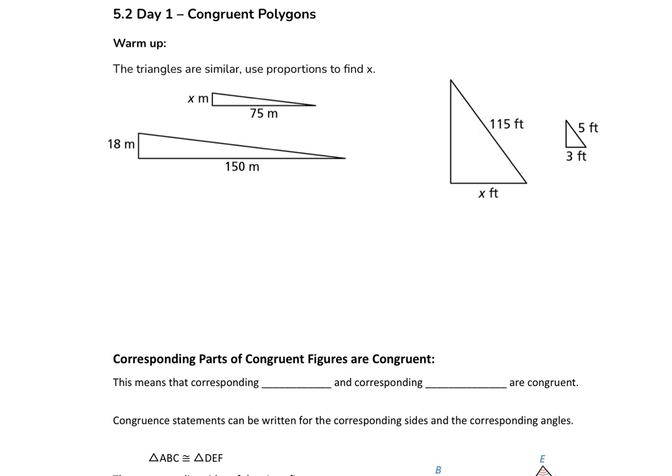So what do you think x would be? It would be half of 18, right? Sometimes it's not always that easy. So if it's not always that easy, one way that we could do it is we could say x is to 18, because those are the two sides that match up with one another, as 75 is to 150. And you could just set up what we call a proportion. When I set up the proportion here, then I can cross multiply and I can solve.